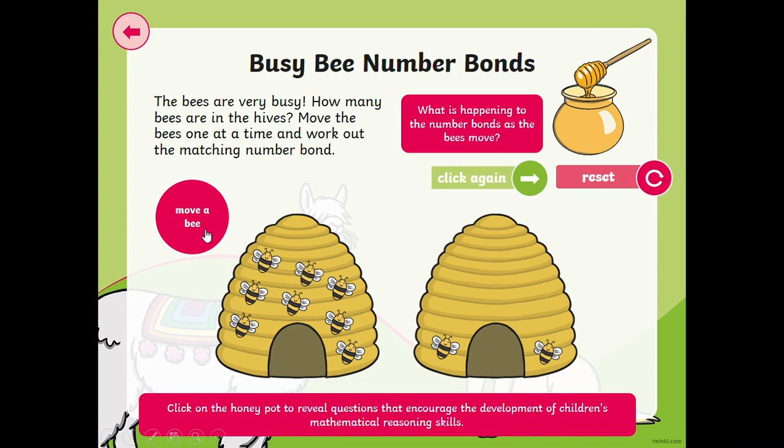I'm going to take 1 from this hive. So I've got 3 here. Now how many will I have here? Well done, 7. So I've got 7 on this hive, 3 on this hive. I'm going to move 1. How many have I got now? Well done, 6 on this side and 4 on this side. But still, how many bees have I got all together? I still have got 10.